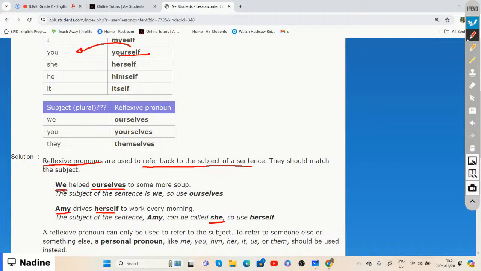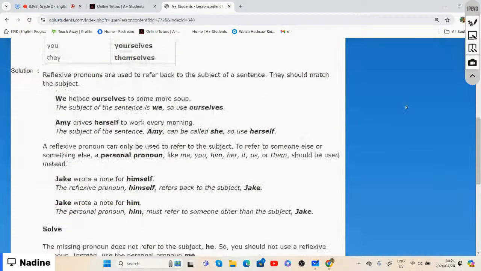But then we have a personal pronoun. Personal pronouns refer to someone else. For example, personal pronouns are words like me, you, him, her, it, us, or them. They are used when referring to someone else. That is a personal pronoun. It does not refer back to the subject, it refers to someone else.